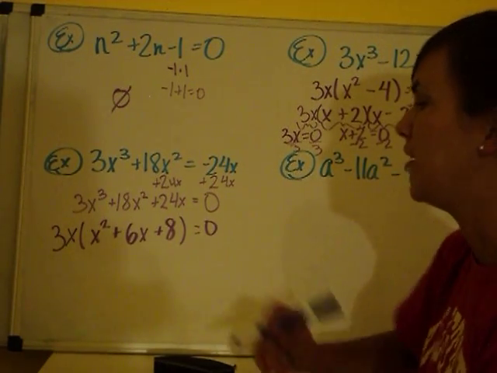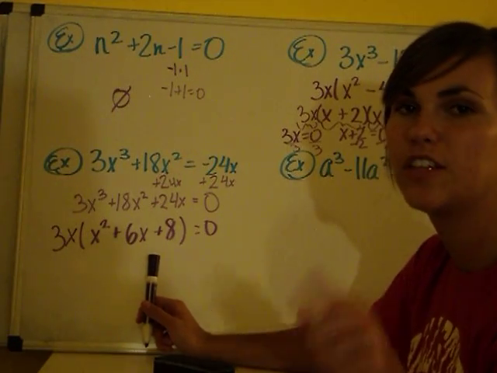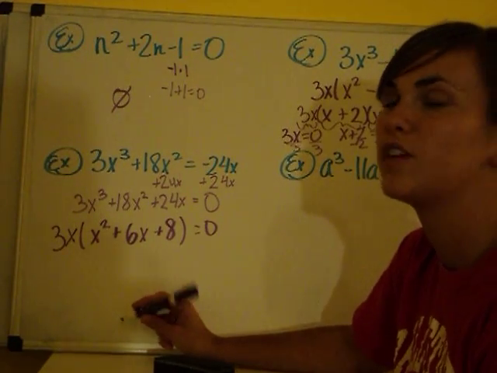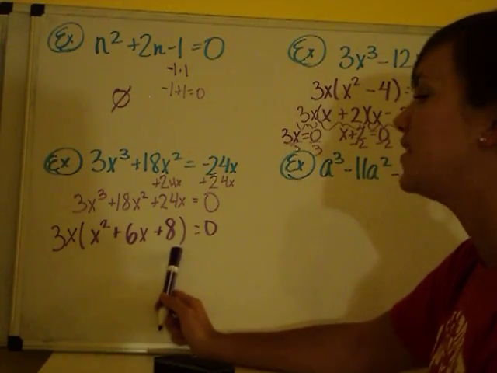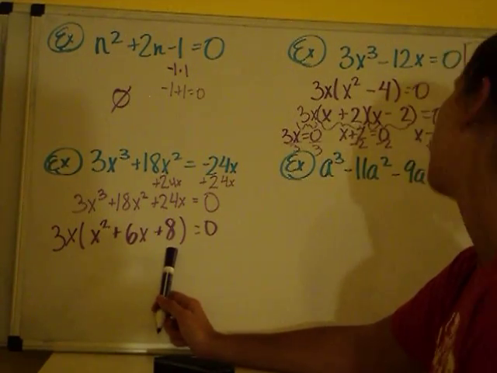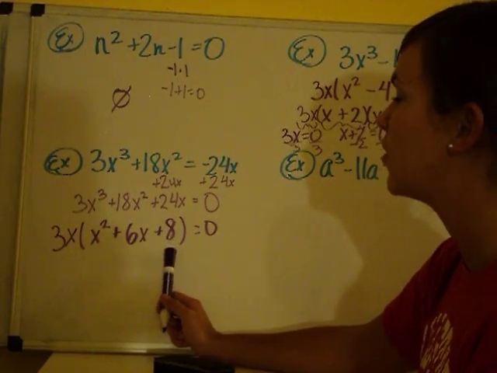Okay? Now, greatest common factor, check. Next on our list, perfect squares. Do we see perfect squares here? This is a perfect square. Is 8 a perfect square? No. Okay, we can't use that here.